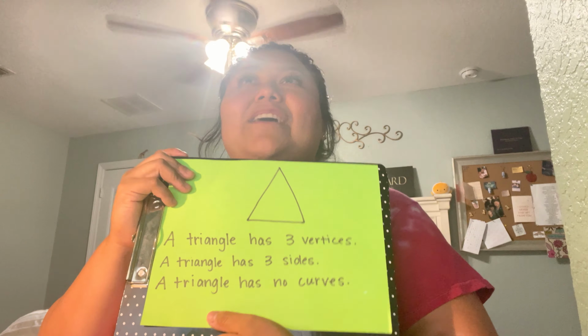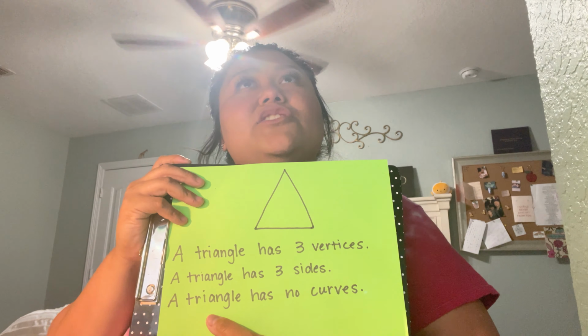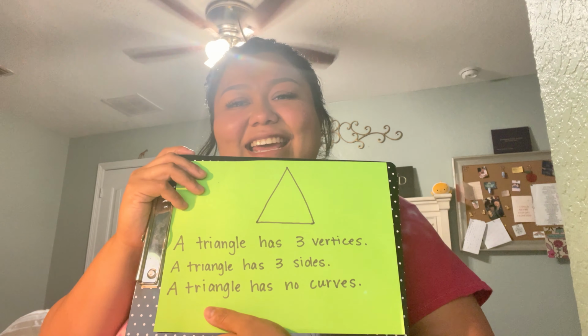Very good. Well, let's double check this shape up here and see if it's a triangle. Count the sides with me. 1, 2, 3. 3 sides. Does it have 3 sides, friends? Yes, it does. So is this a triangle? Yes, it is. Very good.